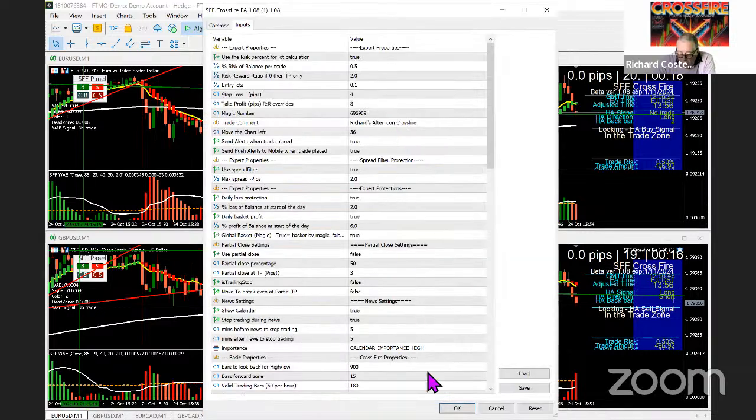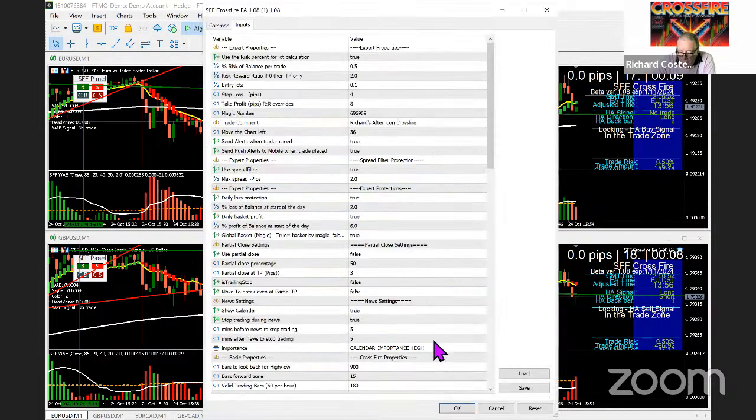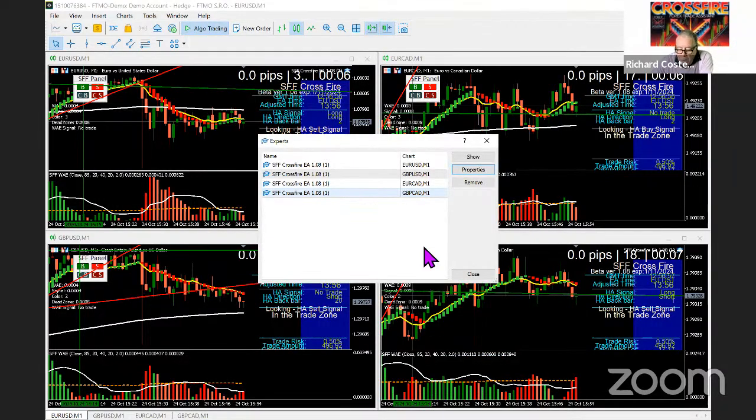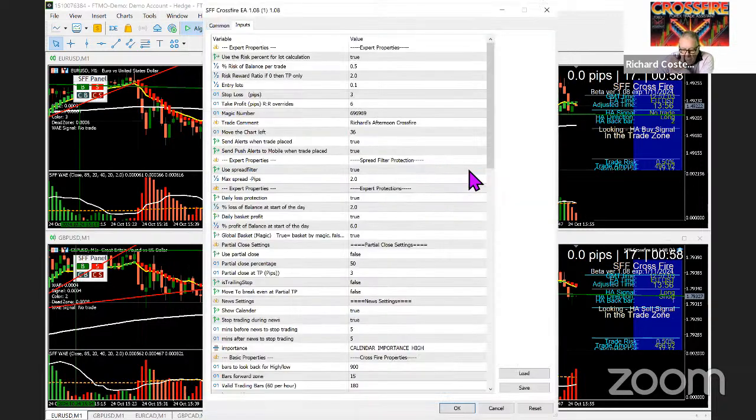I'm on 4 on that pair. And I'm on 4 on that pair. So Euro USD, I'm on 3 pips. The other 3 pairs, I'm on 4 pips. And that's the only difference in the afternoon session, just the number of pips.